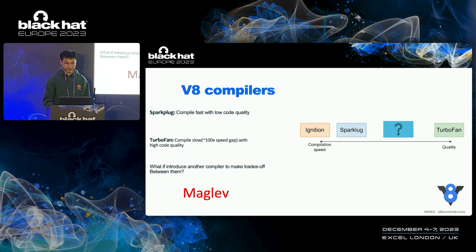Turbofan generates high quality code, but the complicated optimization results in slow speed. To address this issue, V8 introduced a non-optimized compiler called Sparkplug. Sparkplug traverses the bytecodes, offloading complex operations to built-ins, and reuses Ignition to accelerate compilation.